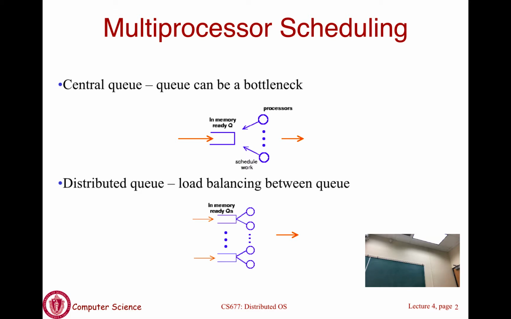Okay, the queue might overflow. Let's assume the queue is long and not going to overflow. Potentially yes, but I don't think that is really an issue here. That could happen in a distributed queue also. Okay. So better utilization in the centralized queue. That's what you're trying to say, right?